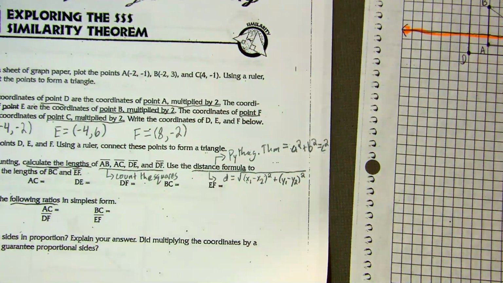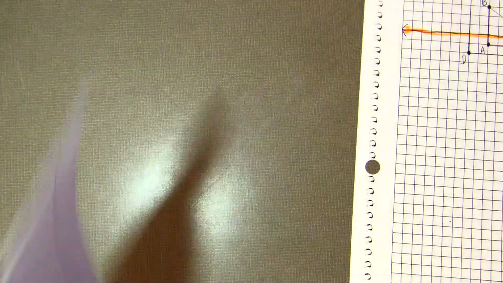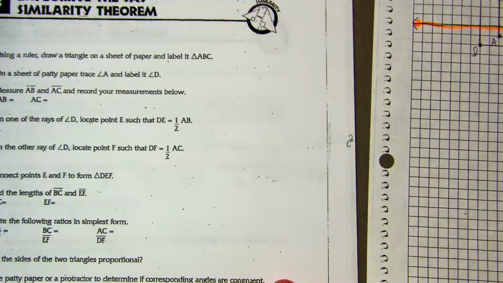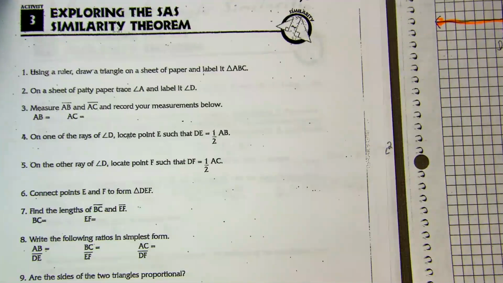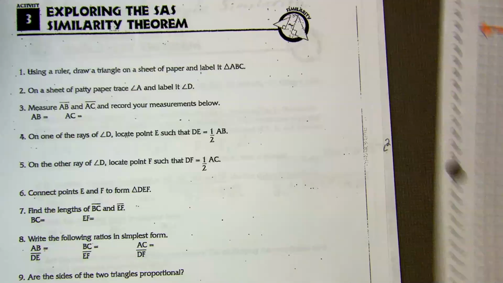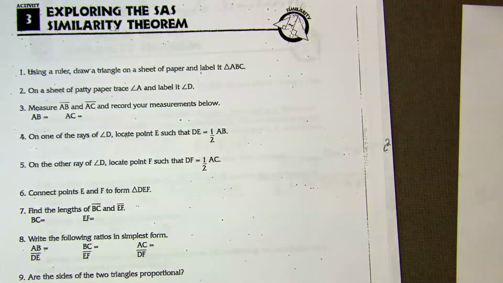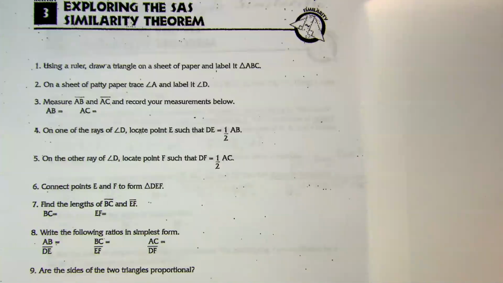Let's move on to our last activity of today. That will be on page 206. It will look something like this. You will need another piece of patty paper for this activity, so I would get one of those out. I'll give you a couple seconds to do that, and then we'll get started.